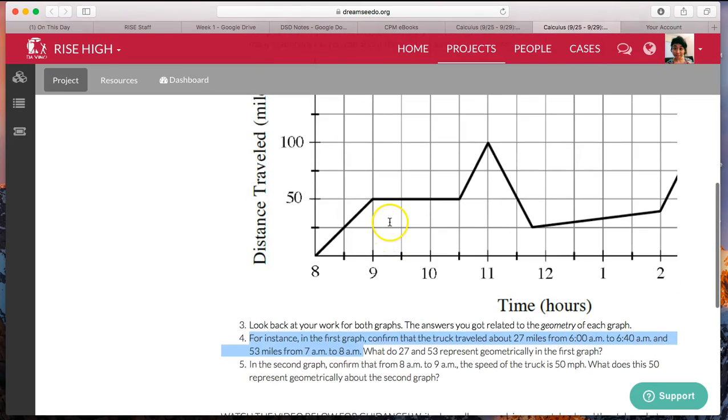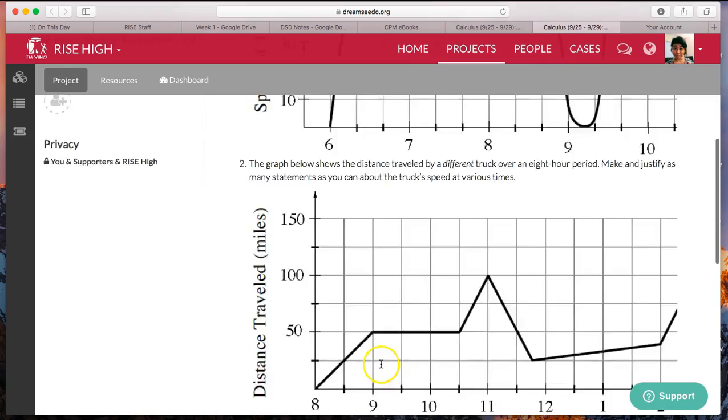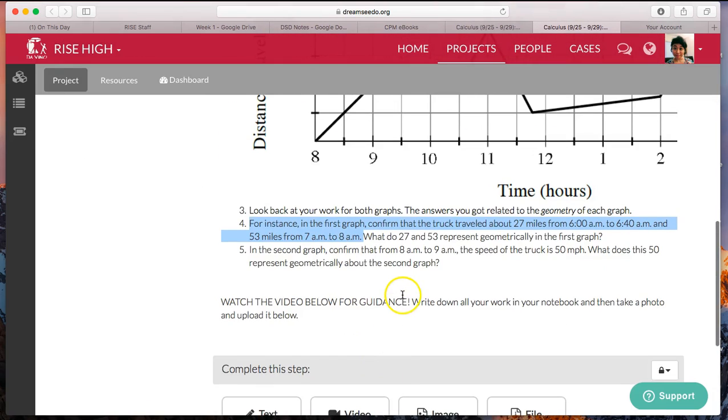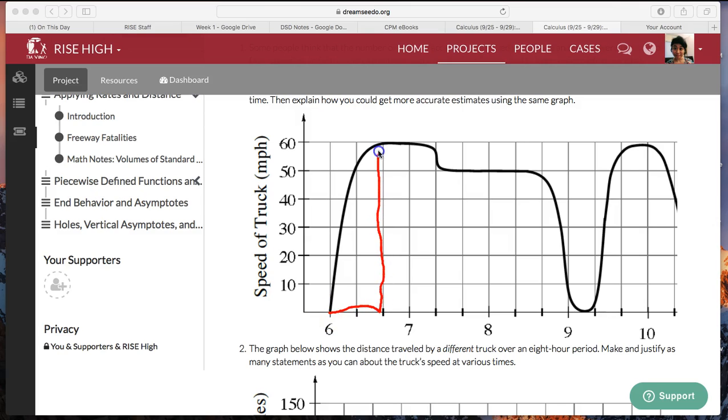So if we look at 6 a.m. to 6:40 a.m., so here's 6 a.m., 6:20, 6:40, we traveled from 0 miles per hour to 60 miles per hour. We traveled about 27 miles. So again, if we make that kind of a rectangle here, we traveled 60 miles per hour.